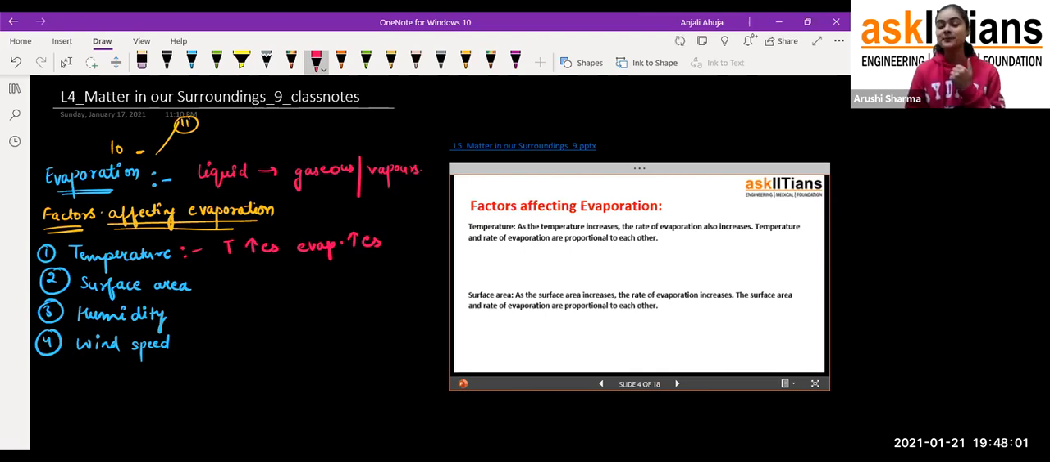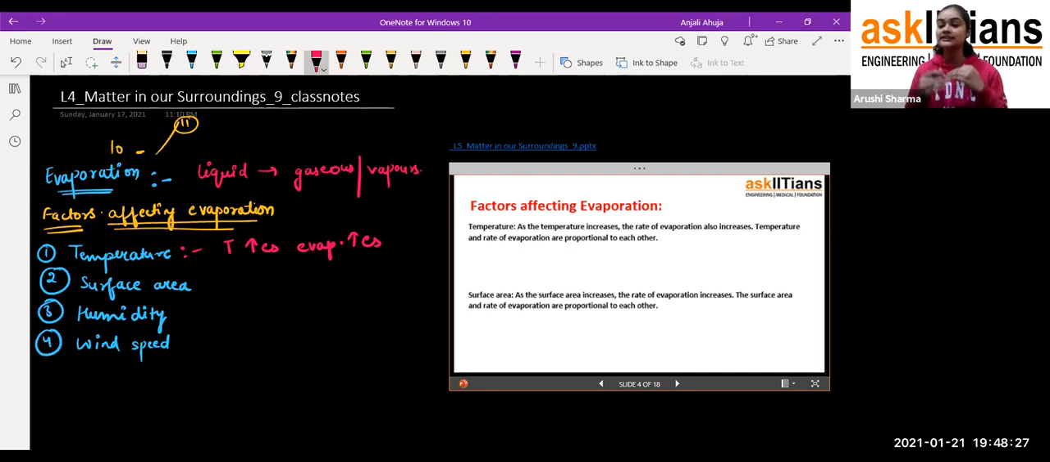Whenever I prepare Maggie noodles, I put lots of water in it, and in my family they don't like soupy Maggie, they want very dry Maggie. So I have to heat it for a longer time, so that all of the water is converted into vapor form. Exactly, so that all of the water can evaporate. That's how I'm increasing the temperature.